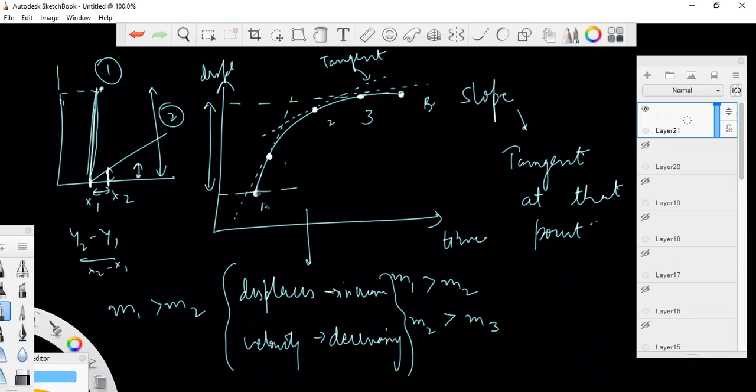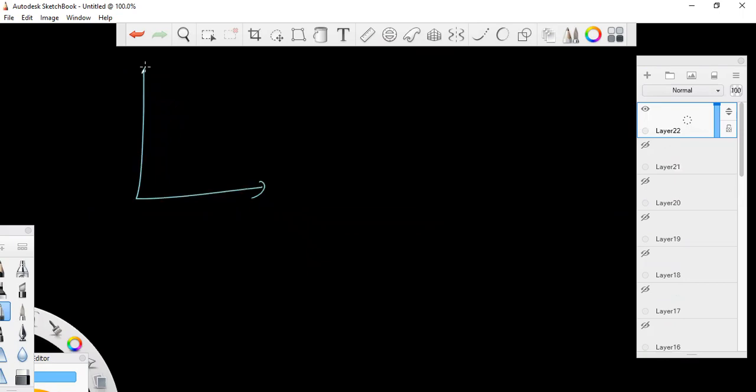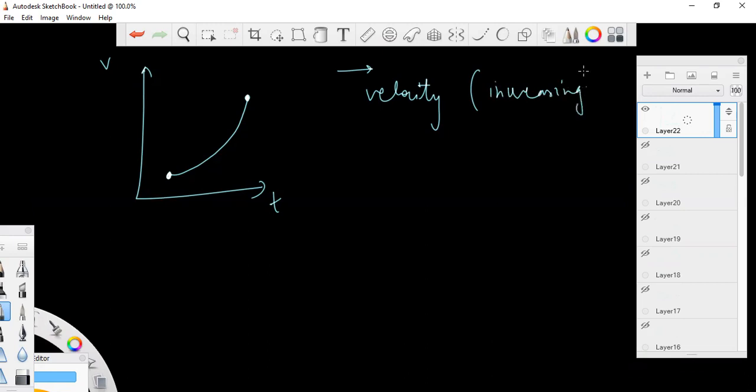If I make a few more graphs, suppose I make one V and T graph, and let's say the V and T graph looks something like this. What can you comment about this? Is your velocity increasing or decreasing? Increasing. Okay. The slope of this graph is increasing or decreasing? Increasing.